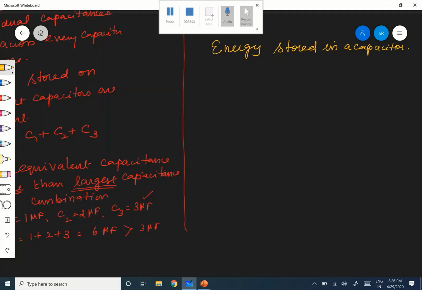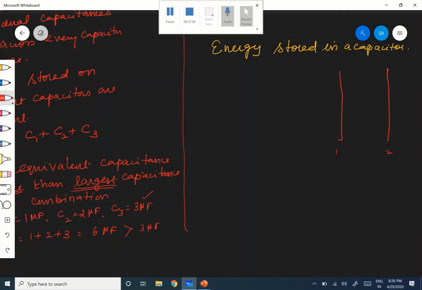Consider a capacitor. A capacitor is a system of two conductors, correct? Carrying plus Q and minus Q, and separated by a very small distance. To start with, I have two conductor plates, 1 and 2. Initially, both are uncharged.